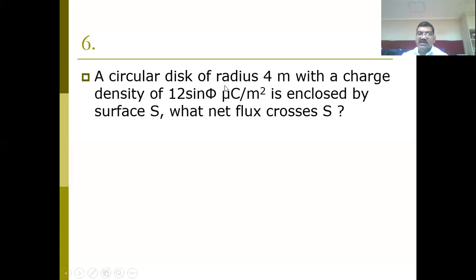A circular disk of radius 4 meter, and charge density is this much, is enclosed by a surface S. What is the net flux? So you have to find the area of the disk. Radius is given as 4, so it is pi r square, very simple. So 16 pi is the area. 16 pi multiplied by this, you will get the answer.